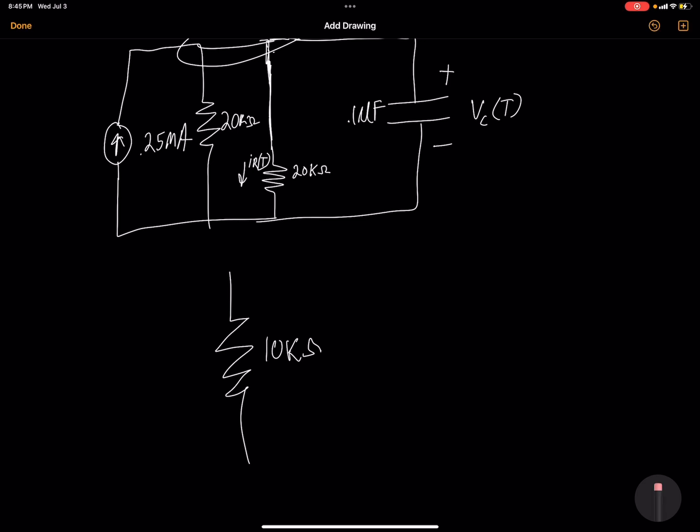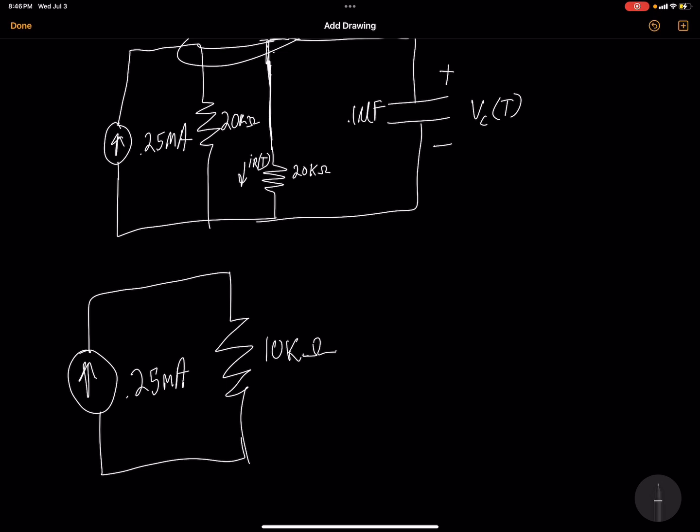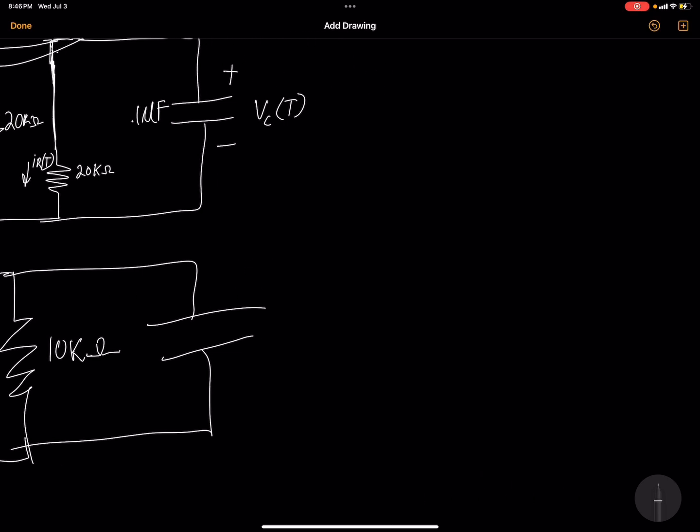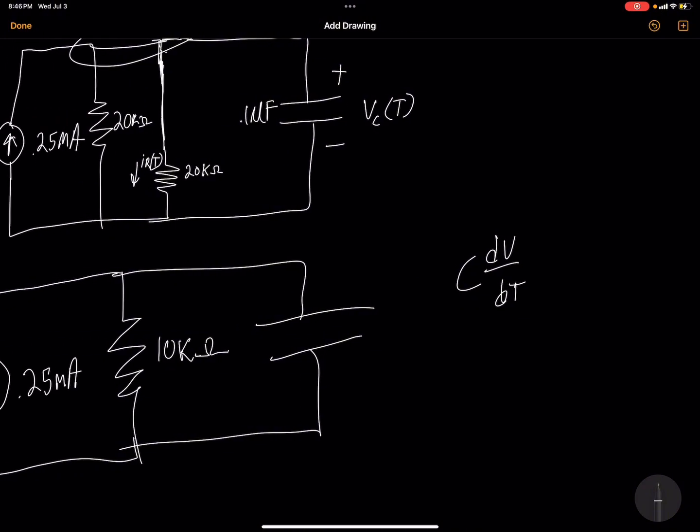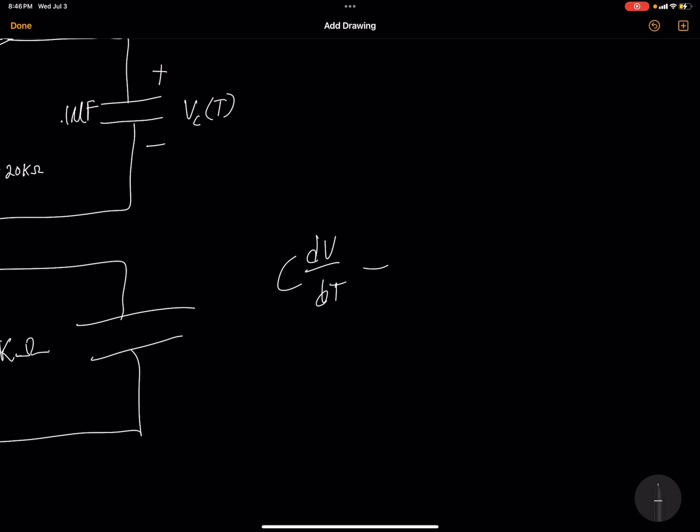So we could redraw that as so. This drawing is not my best, but it will work. And then we have the capacitor. Okay. KCL. Well, what is current for a capacitor equal? It's equal to C dV dt. What is current for a resistor equal? It's equal to V over R. We're doing a KCL.